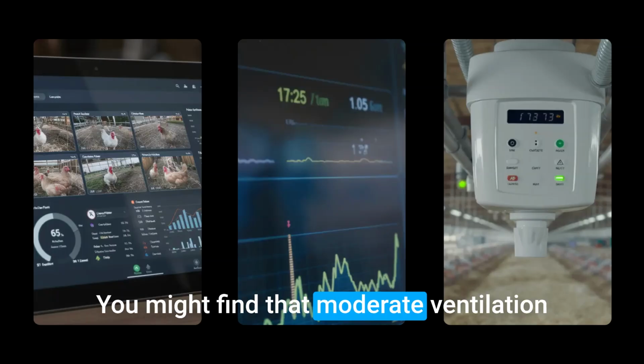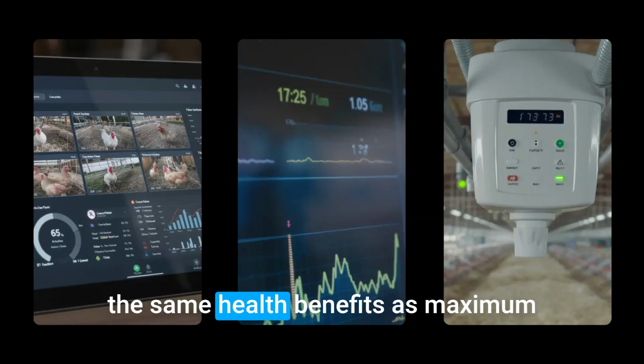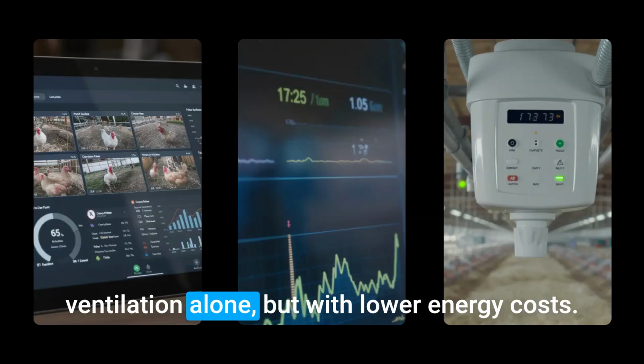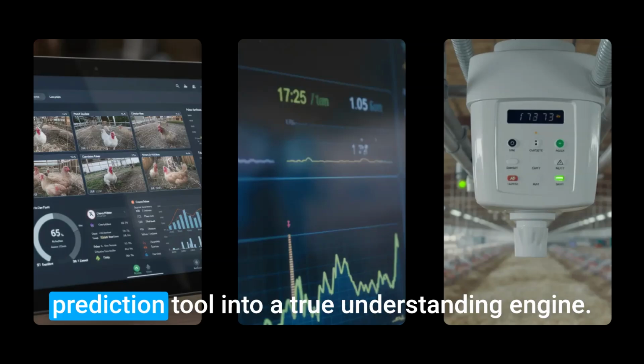You might find that moderate ventilation increases combined with air filtration achieve the same health benefits as maximum ventilation alone, but with lower energy costs. This integration transforms the digital twin from a prediction tool into a true understanding engine.